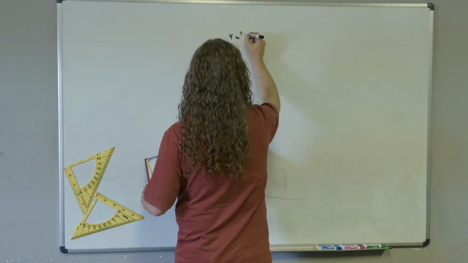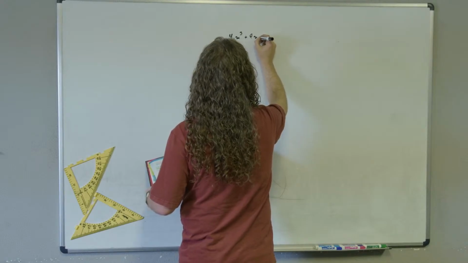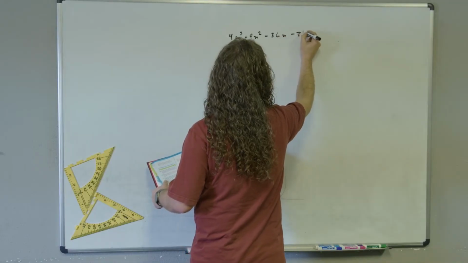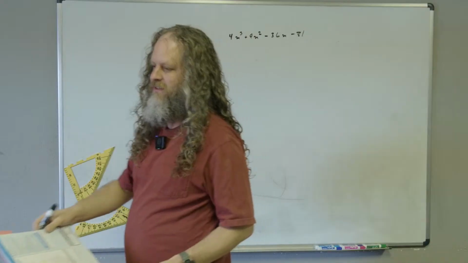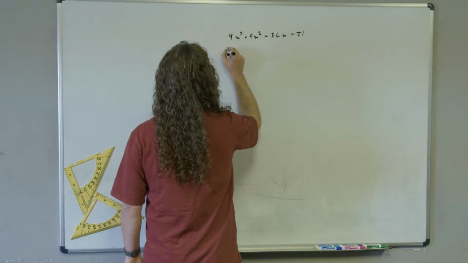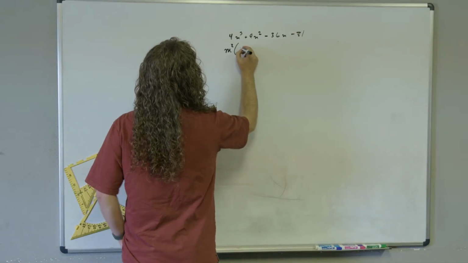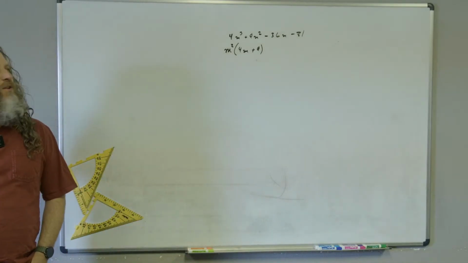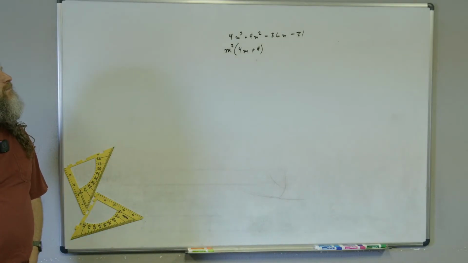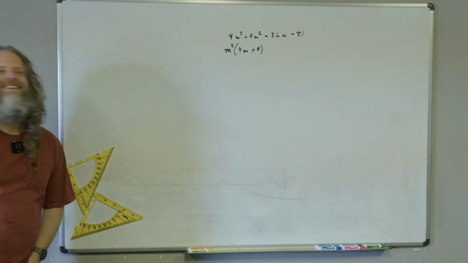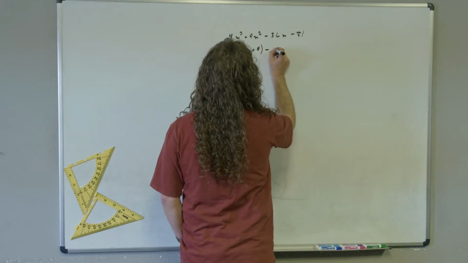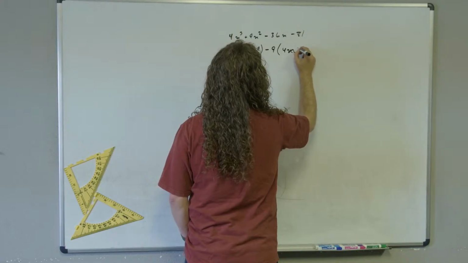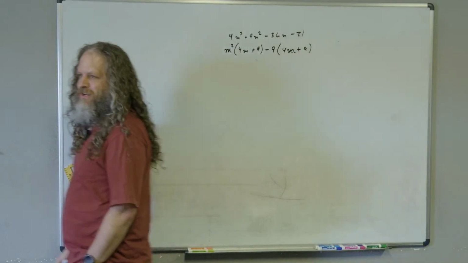4m cubed plus 9m squared minus 36m minus 81. What's in common in the first two? M squared. What's left? 4m plus 9. Way to go. What are we going to pull out of the second group? Negative 9. So we're left with 4m plus 9. Who'd have thunk it? They match.